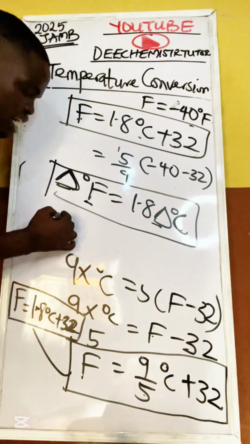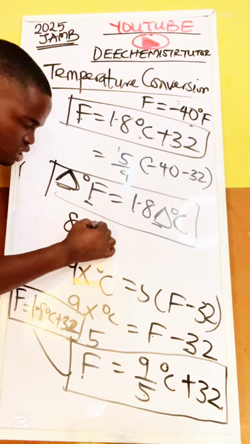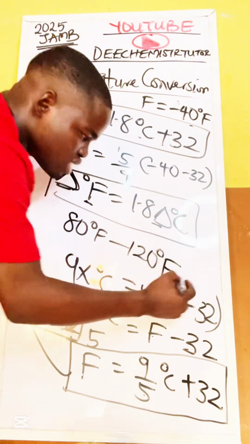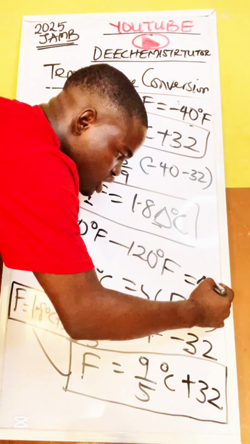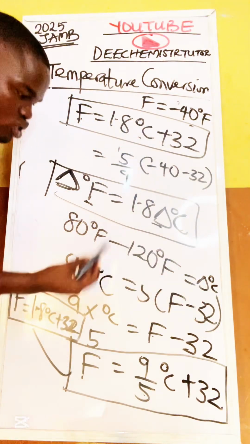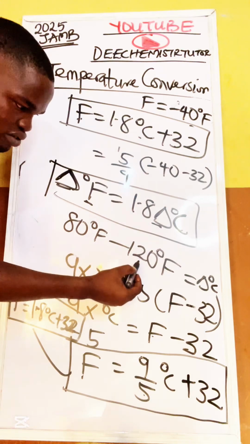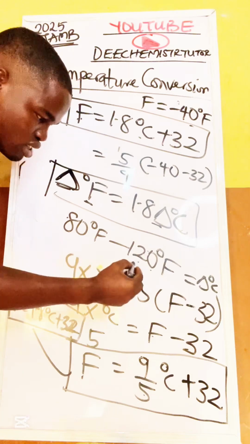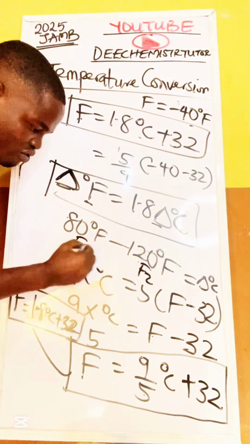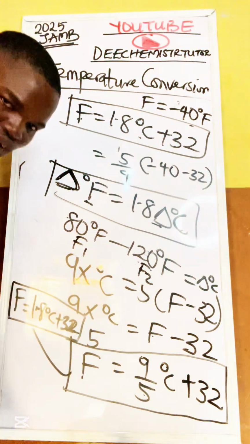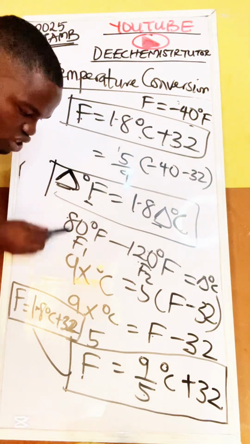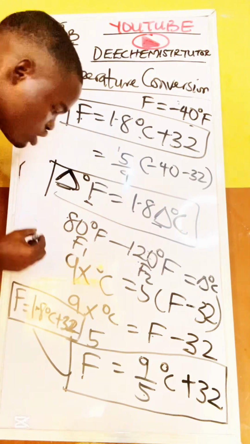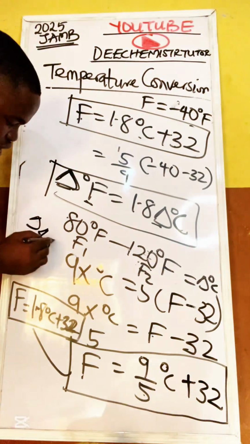What do I mean? Let's say I give you 80 degrees Fahrenheit to 120 degrees Fahrenheit. I will now say find the corresponding degree Celsius. From here, that means this is 120 minus 80, because it's coming from F1 to F2. So instead of solving 80 to Celsius and 120 to Celsius separately, what you just do is 120 minus 80, which is a change of 40 degrees Fahrenheit.